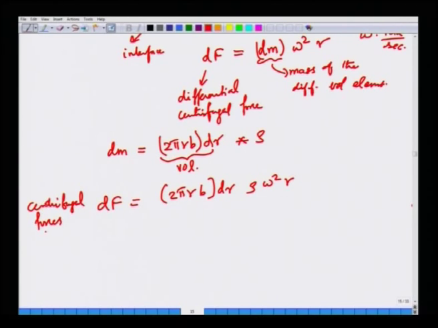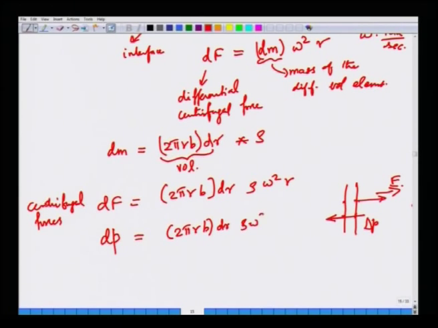Now, this must be balanced by differential pressure. If you take a tiny slice of the cylindrical shell, there is a differential force acting like this. So, the pressure buildup must act such that it balances. This is the pressure acting in this direction. The pressure must tend to counteract the centrifugal force that acts in this direction. So, the change in pressure must balance this centrifugal force. Let me simplify this slightly.